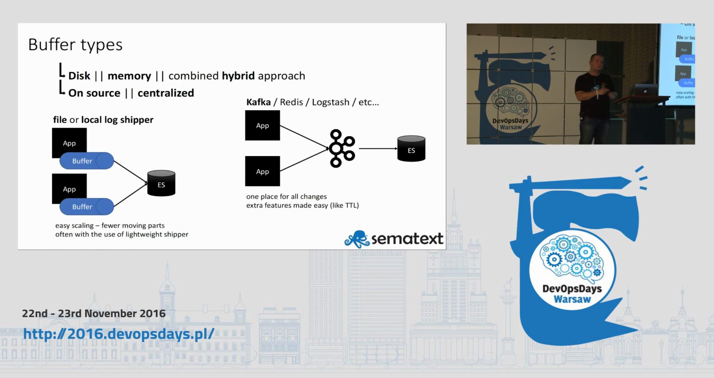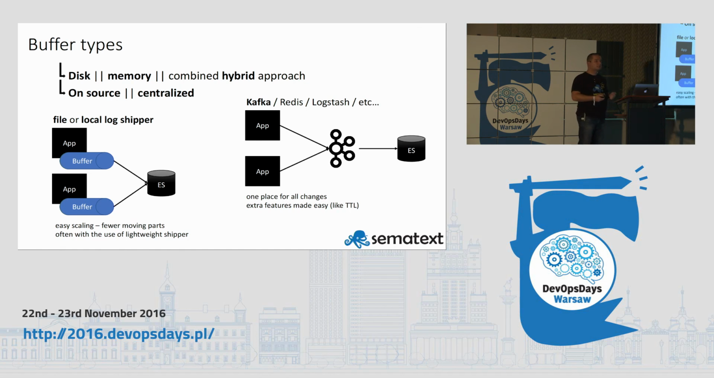And the second thing is think about the wider approach. Should I store and buffer the data on source, or should I use a centralized buffer? So the approach we are currently discussing, the one on the right. The application uses some kind of shipper to ship to a central buffer, and then we read from the central buffer to store in our analysis engine, which is Elasticsearch in our case.